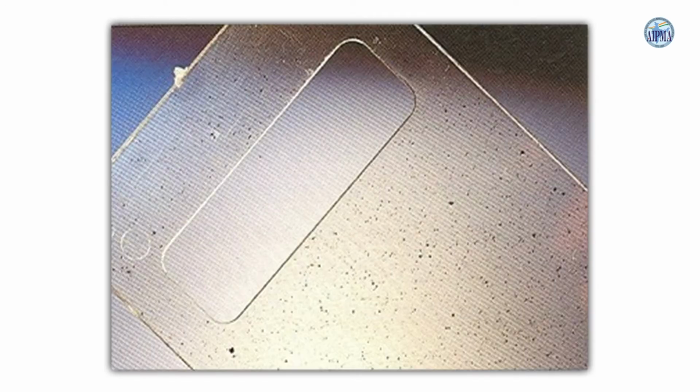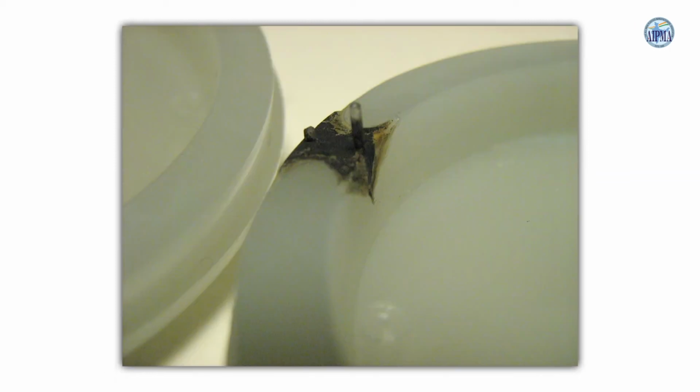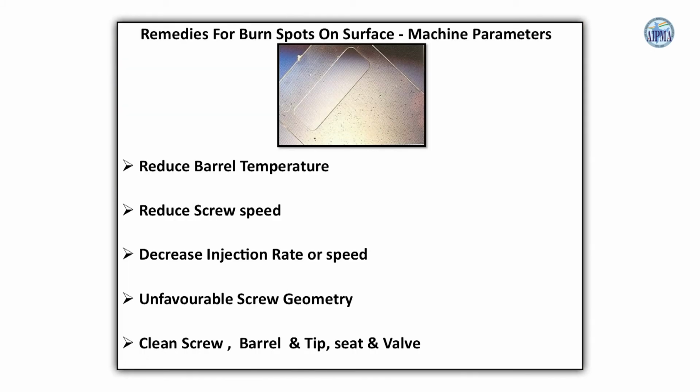Burn spots on surface. Black or dark spots appear on the surface of the molding due to wear, thermal damage or dirt. Remedies, machine parameters. Reduce barrel temperature. Reduce screw speed. Decrease injection rate or speed. Unfavorable screw geometry. Clean screw, barrel and tip seat valve.